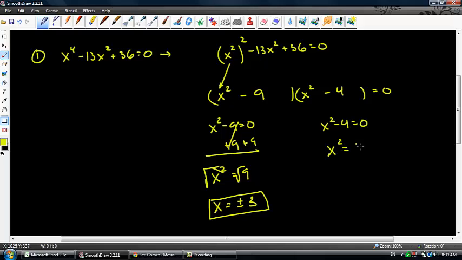Here, same thing, I'll move a little faster. It's going to be x squared equals 4. I take the square root of both sides. X is going to equal plus or minus 2. All right, so that's the first one.